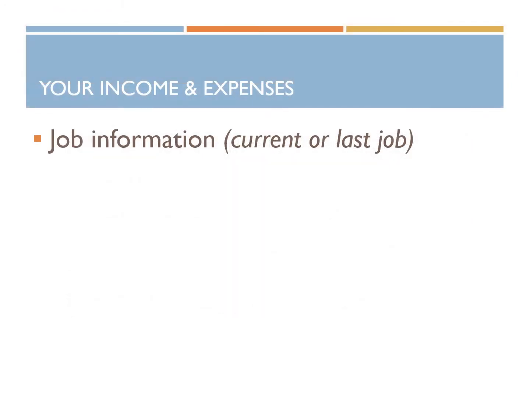One part of your declarations of disclosure is your income and expense declaration, where you provide information about how much you make and spend each month. Job information. First, you'll enter information about your current job. If you are not working right now, you need to list your last job, even if it's been a long time since you worked there. You'll also be asked about your education and any training qualifications or licenses you possess.